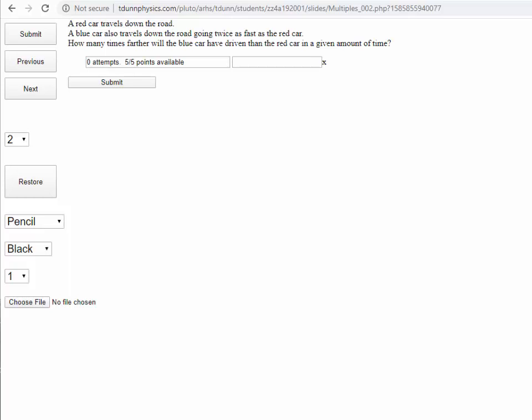Our first problem says a red car travels down the road. A blue car also travels down the road, going twice as fast as the red car. How many times farther will the blue car have driven than the red car in a given amount of time? Now all of us can do this in our heads. We know the answer is twice as far, but let's take a look at the method that we use to get that answer, because this method is going to serve us in the more difficult problems where we can't do them in our heads.